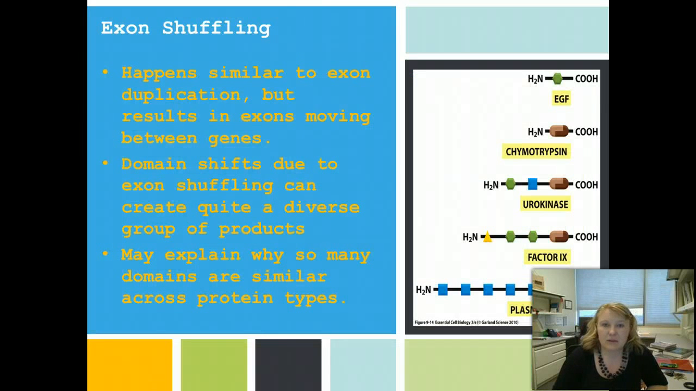So as I said, that was exon duplication. Now we're going to talk about exon shuffling. And this is where they move around. It's similar, but it's moving, not just copying. The domain shifts can cause a diverse group of products. So what happens is by moving it around, now the domains of the proteins are different. And this can cause a lot of different things. You can see examples here on this slide of how this exon shuffling works.